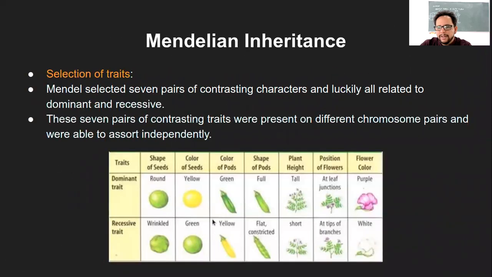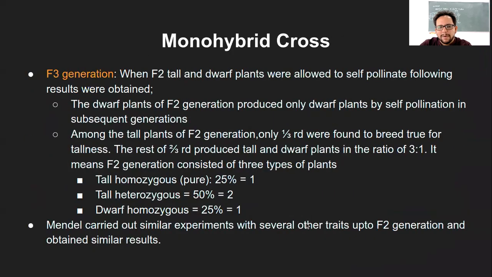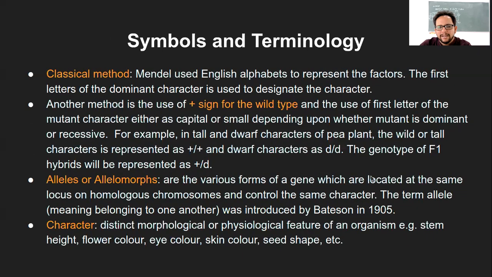For example, here these were the different traits. The position of the flower, whether axial or terminal, is represented as capital A and small a for the terminal flowers. Purple flower, capital P and small p for white flower. So depending on that, the alphabetical letters were used to designate a particular trait or particular factor. Earlier, like I mentioned, they were still called factors because the terminology of genes and alleles came in later. So that is one method.